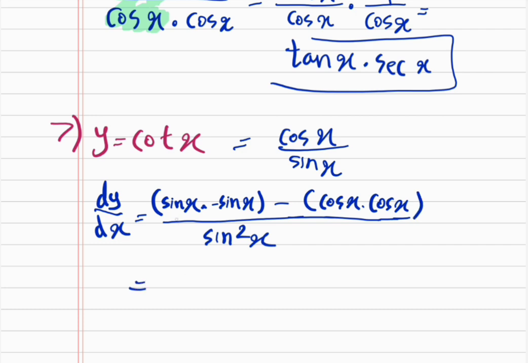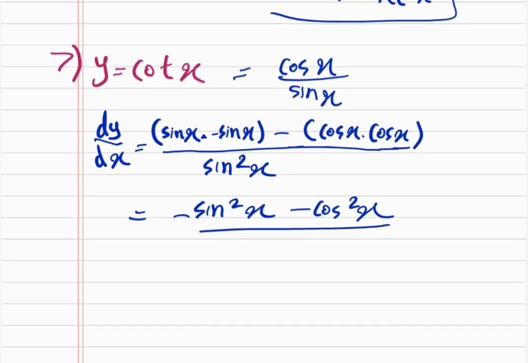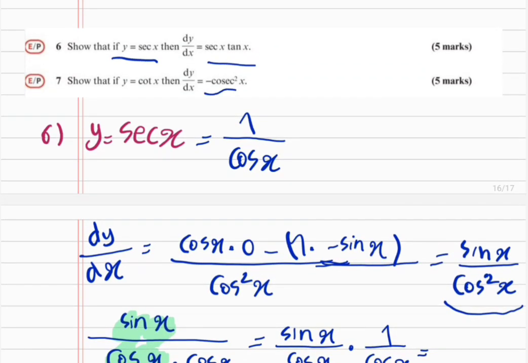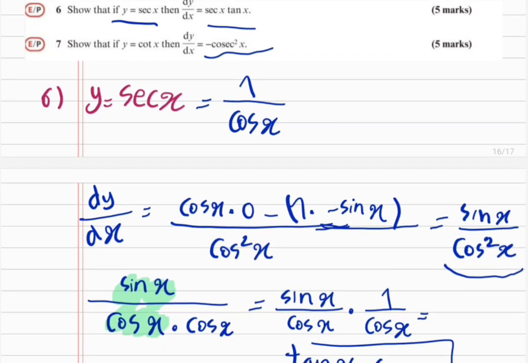So let's simplify this. Sine x times minus sine x is minus sine squared x. And here cos x times cos x is cos squared x, and it's minus, so minus cos squared x, over sine squared x. So this is the derivative, but obviously it's not in the form that we need to show the answer.